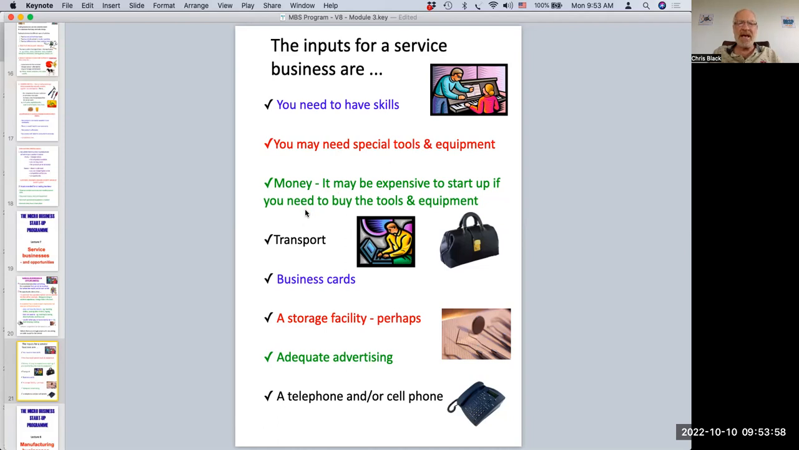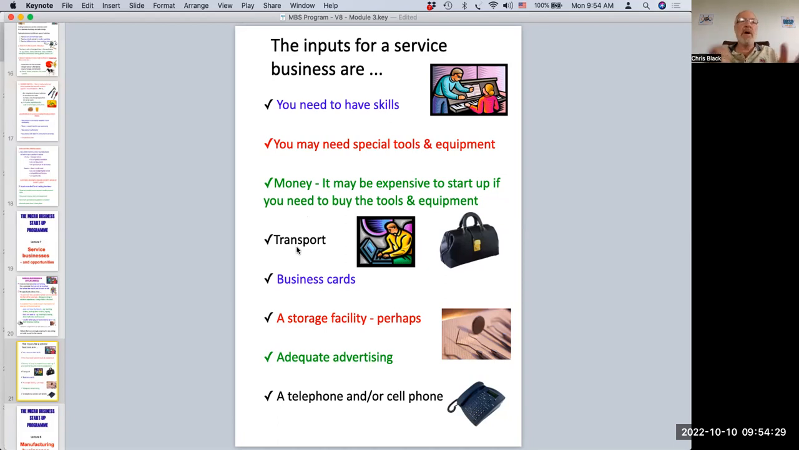But you also need training, and training may come at a huge price. Like, just think of a doctor, 7 years at medical school. And then if he goes on to be a specialist, it's 8, 9, maybe even 10 years. And those are frightfully expensive to get. So that's why money is needed there to get the skills and to buy the tools. Okay. Then a lot of businesses, service businesses, need transport.